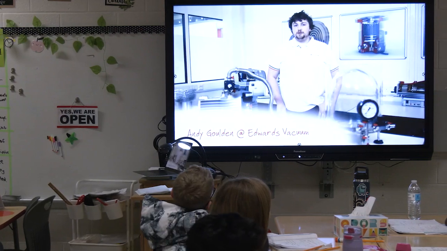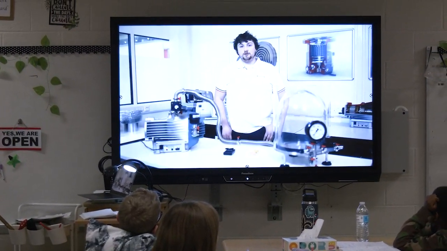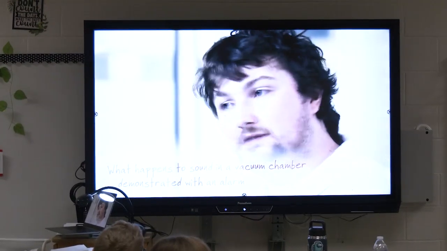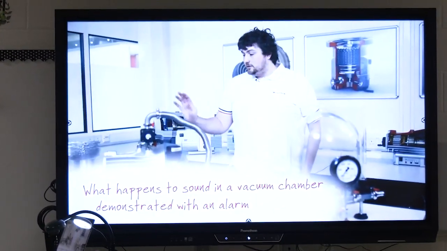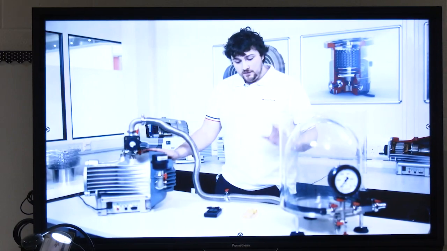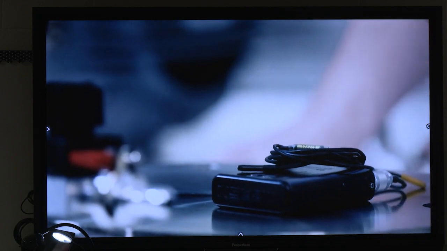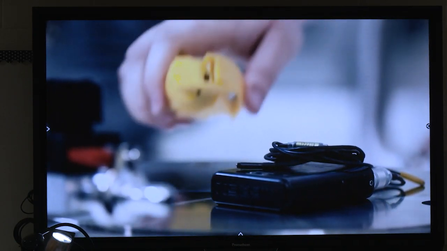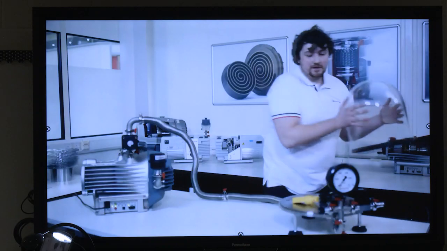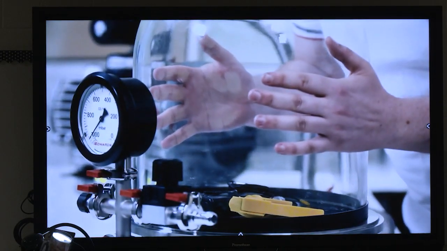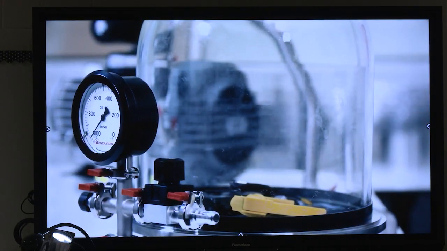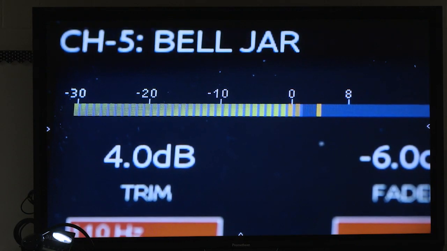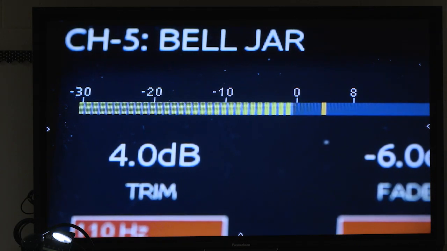I'm Andy, I work at Edwards Vacuum, and I'm here in our Global Technology Centre in the UK to demonstrate that sound doesn't travel in a vacuum. I've got a vacuum pump, a bell jar, an alarm, and a microphone to demonstrate that the sound level will drop in a vacuum. So, let's set up the experiment. I'm going to place our radio microphone into the bell jar and set our alarm. When the alarm goes off, it'll be very loud. Okay, I think I can just about hear that, but you'll be able to see on your screen a visualization of how loud it is.